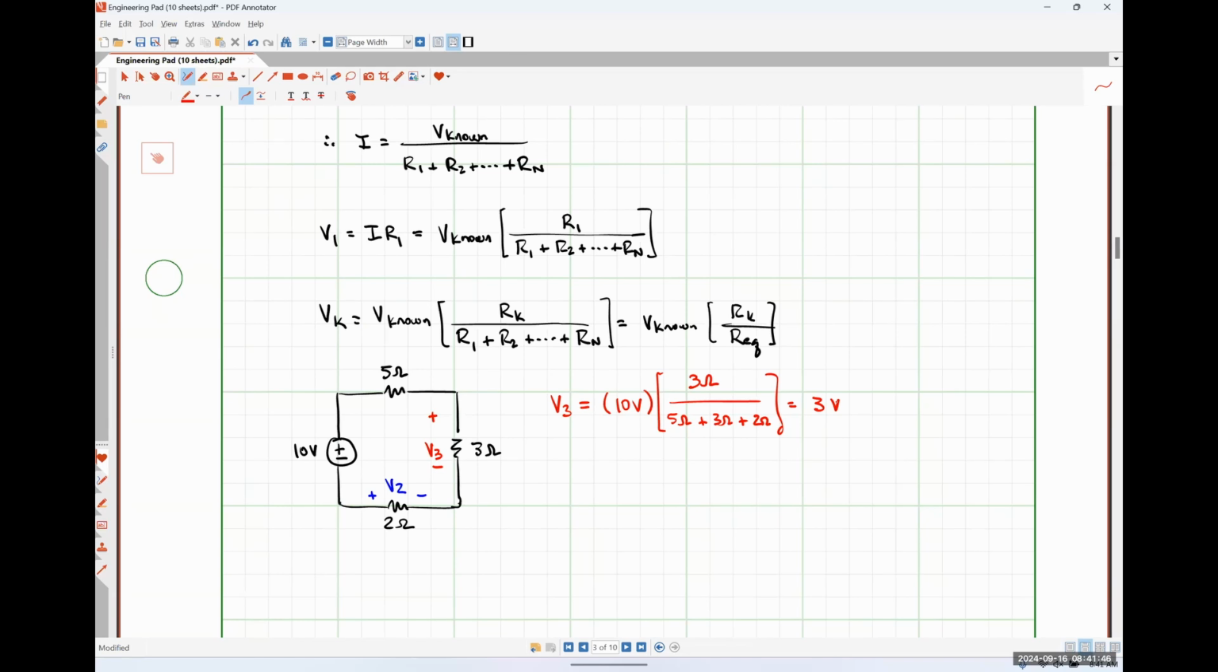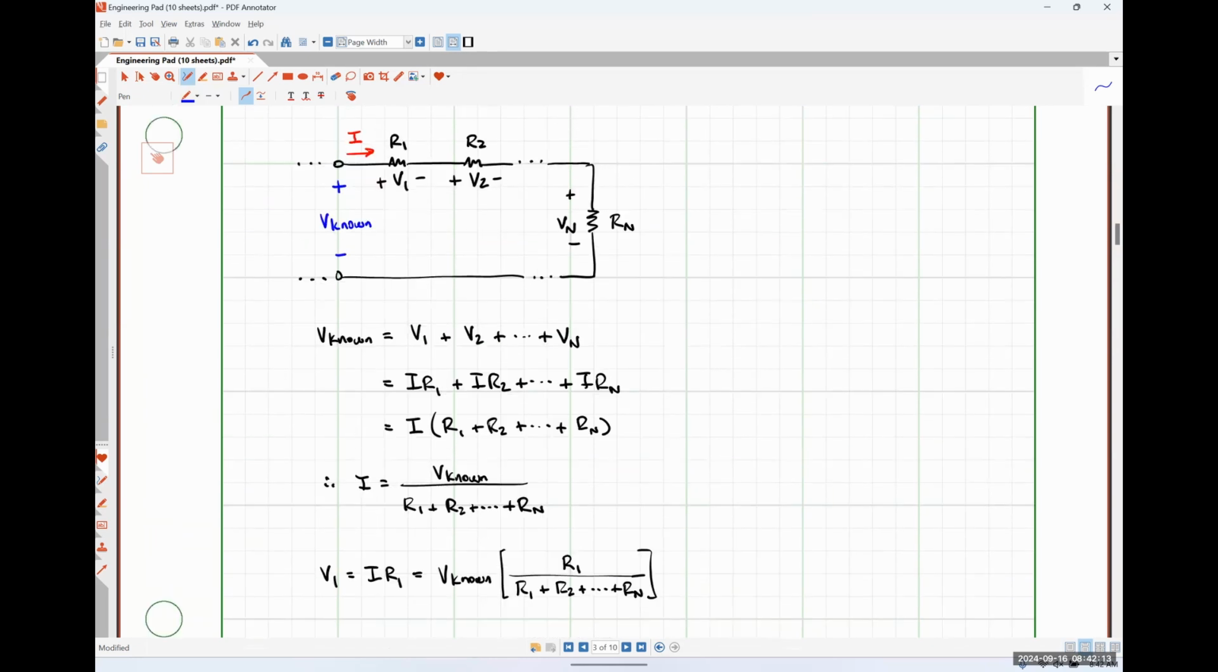Okay. For V2, you guys tell me what that equation should look like, just from the jump. 10 volts, 2 ohms over 10 ohms. Okay, so you're 97% correct. So let's explain why you're not the full 100% correct.